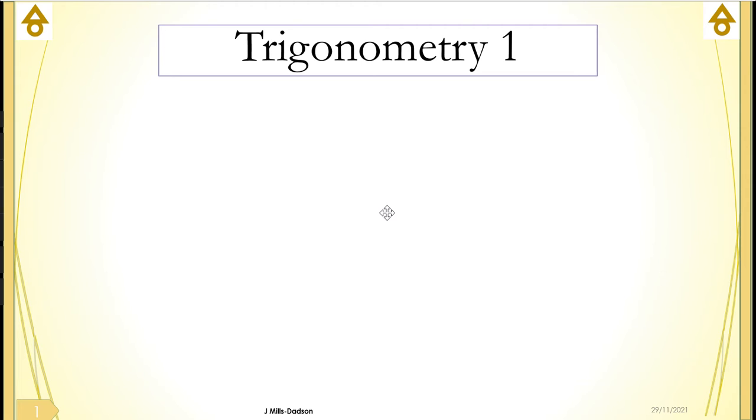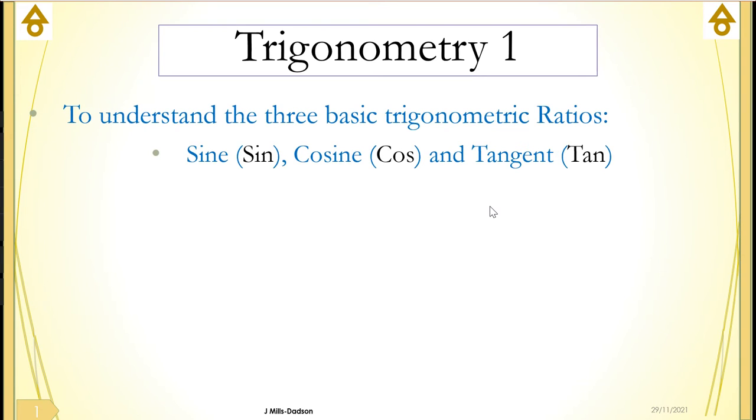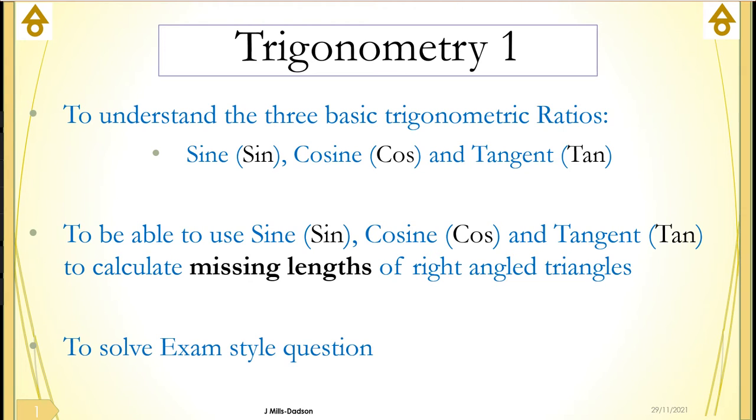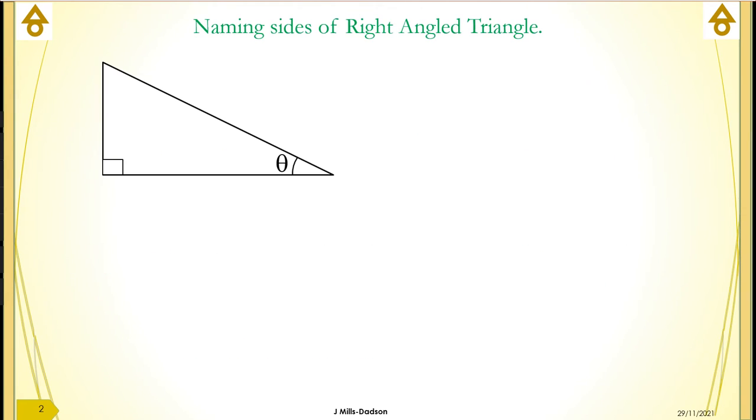In today's lesson, we'll be talking about basic trigonometry. We'll be talking about sine, cosine, and tangent, and how to use sine, cosine, and tangent to work out missing lengths of right angle triangles. And we'll also look at exam style questions. In doing that, we must first learn how to label the sides of a right angle triangle.